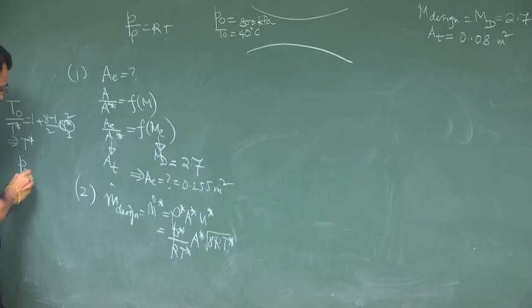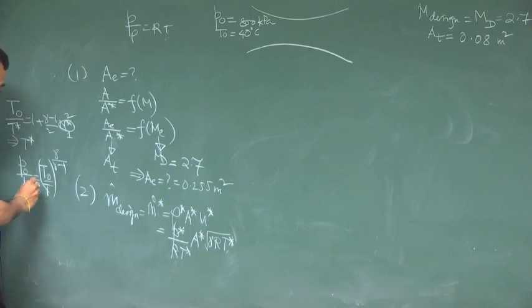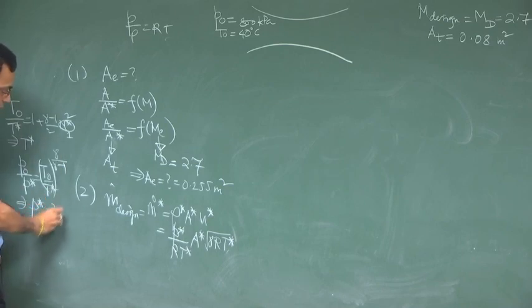and P0 by P is T0 by T to the power gamma by gamma minus 1. So, P0 by P star is T0 by T star to the power gamma by gamma minus 1. This will give you what is P star.